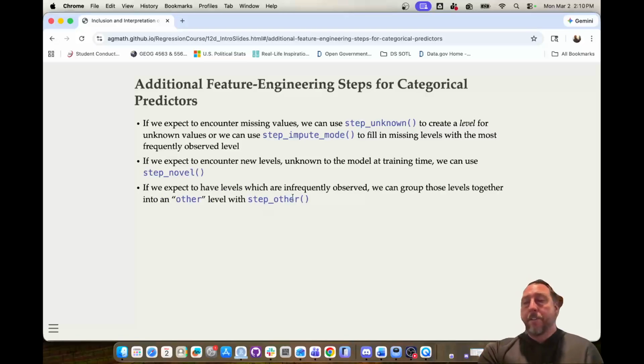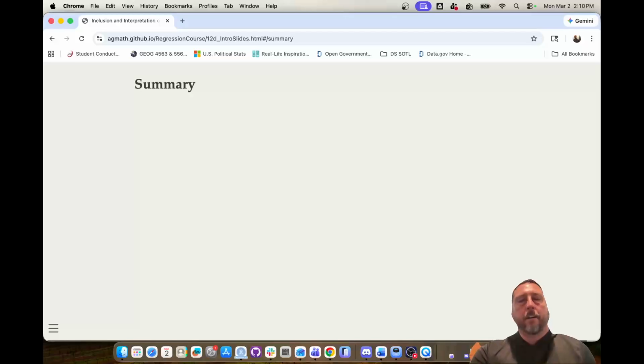And step other, we mentioned earlier today too. If you expect to have lots and lots of levels, especially some where they're infrequently observed, so they're rare categories, you can group those levels together into an other level with step other. This is pretty good practice because if you have small categories, then each of those observations in that small category have really heavy influence on your overall model. And that puts you at risk of overfitting because individual observations have heavy, heavy influence. All right, and that's it.